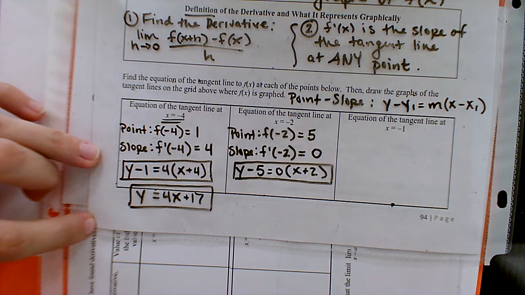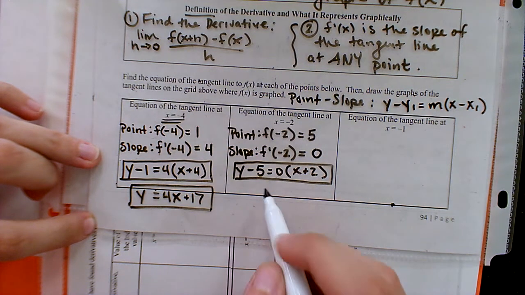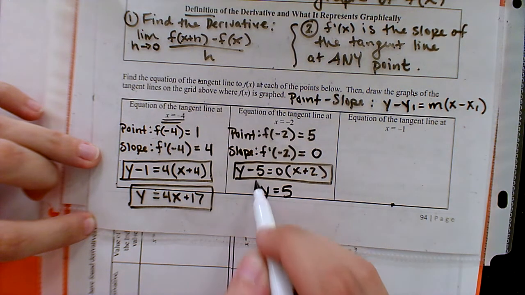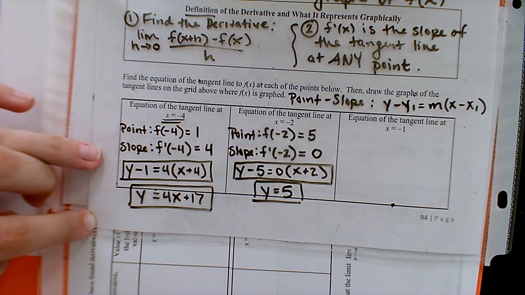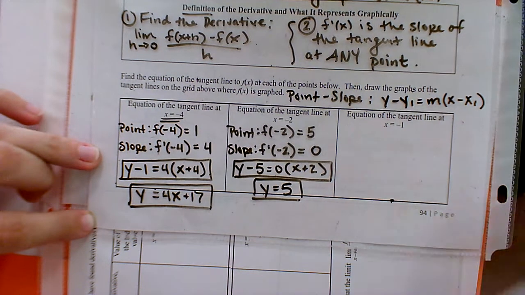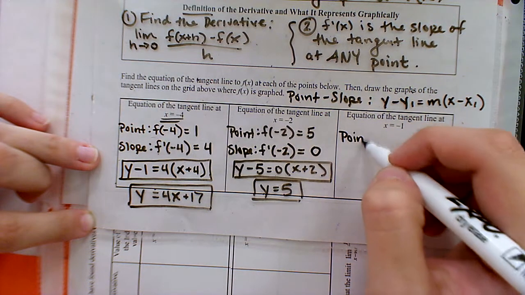Or you can change it into slope-intercept. Notice how 0 times anything on the right-hand side is still 0. So if you added over 5, you'd have y equals 5. And that makes sense graphically, right? Because we have a flat line at 5. Looks good. Okay, let's check out the last one.